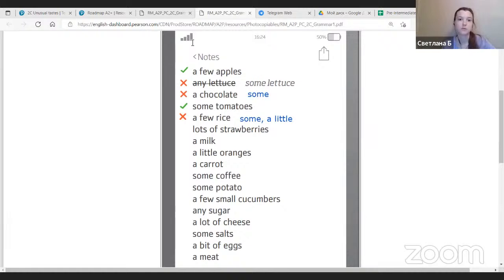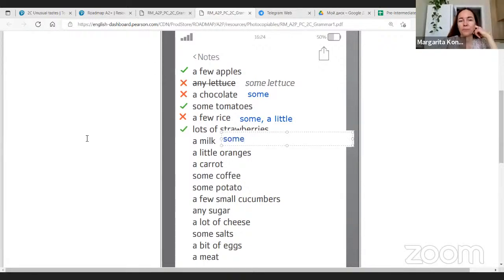A lot of strawberries. Then you don't need a lot of. Lots of or a lot of. Lots of strawberries. It's okay. Milk, some milk. Some milk, yeah, some milk.